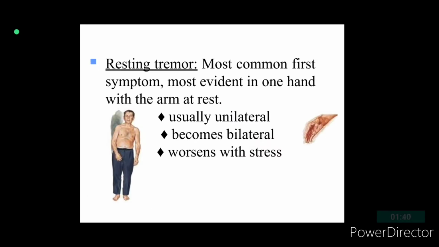Resting tremors. Most common first symptom. Most evident in one hand with the arm at rest. Usually unilateral, becomes bilateral, worsens with stress.